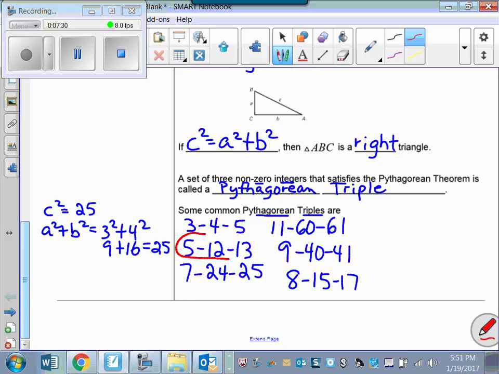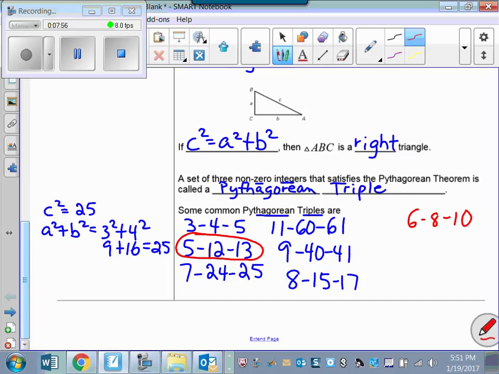We multiplied each one by 2, and we found out that it's another triple. But if I multiply each side length by 3, I still got a triple. By 4. So as long as you multiply each side length by the same number, you're going to have another triple every time. So for instance, I know that 6, 8, 10 would be a triple.